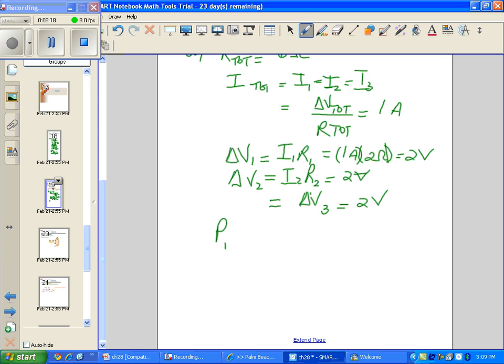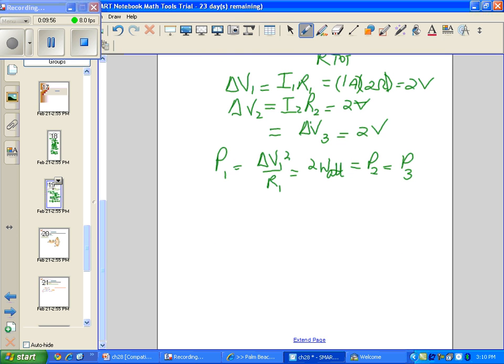How about the power? P1, we can use the expression delta V1 squared over R1, which is equal to 2 volts squared divided by 2 ohms, 2 watts, and for the same reason that delta V is the same for each resistor and the R is the same, this will also equal P2 and this will also equal P3. Notice that P total is the sum of the individual powers and should be 6 watts.